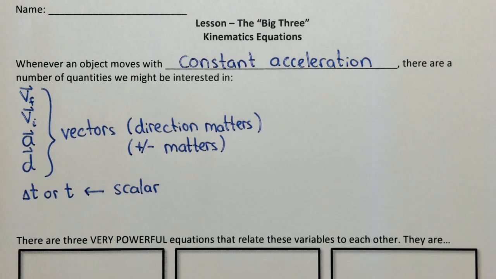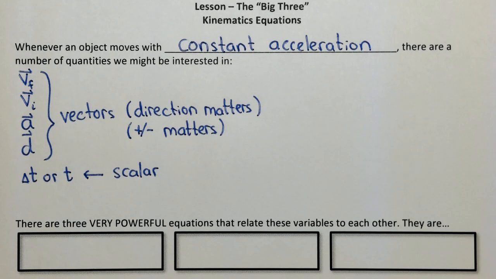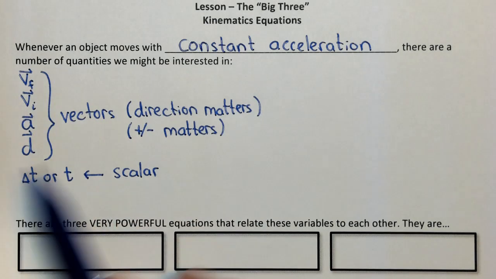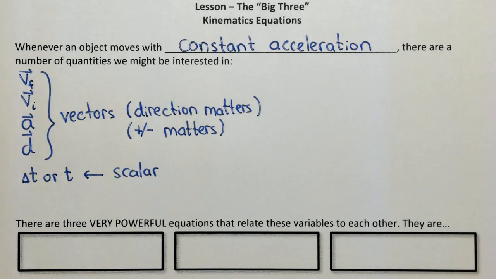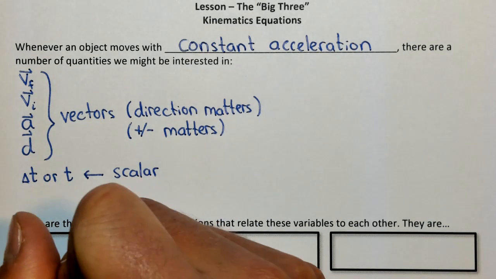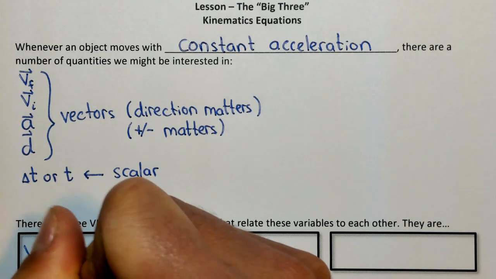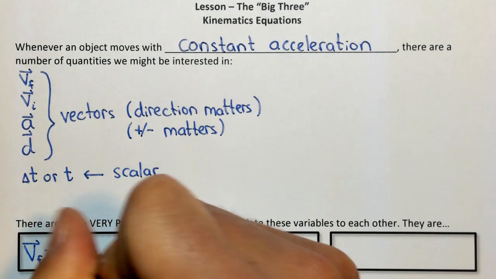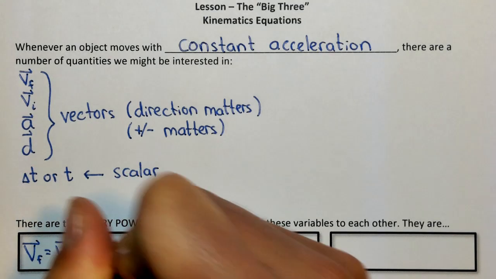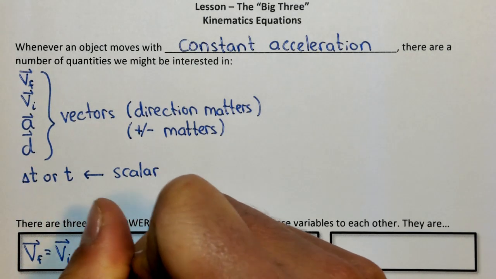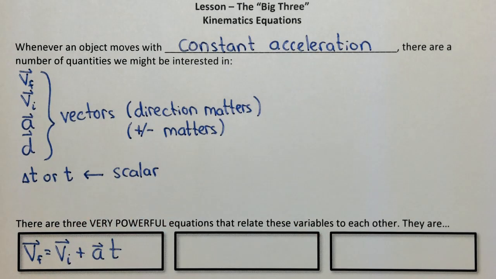So what are some formulas that link these 5 things together? The idea here is we're going to be able to solve problems where if you know some of these things, you'll be able to find some of the others. Well, the first formula is this. VF equals VI plus AT. So that says if I have an object that's accelerating for a period of time, it has a speed at the beginning and a speed at the end.